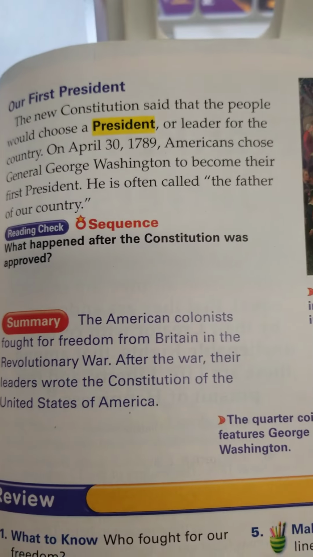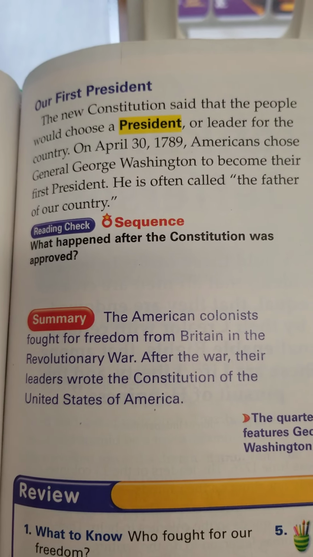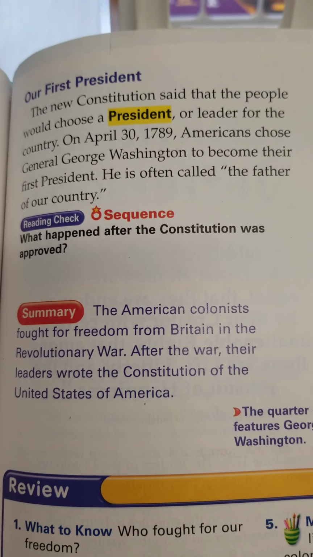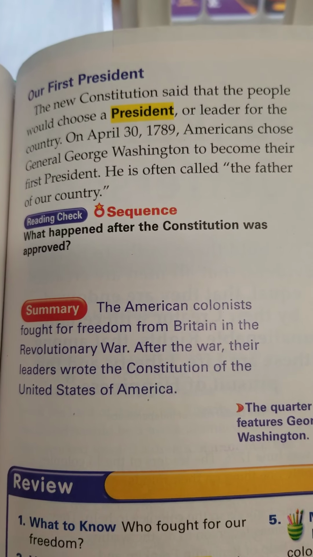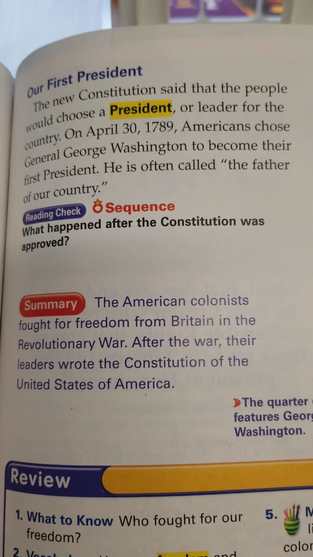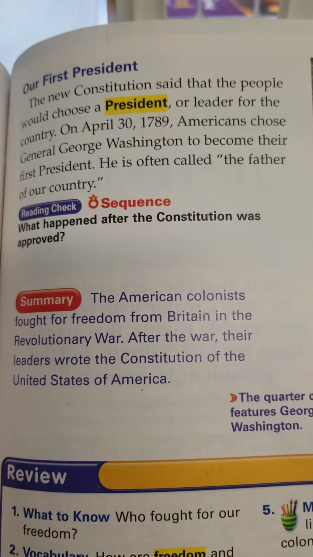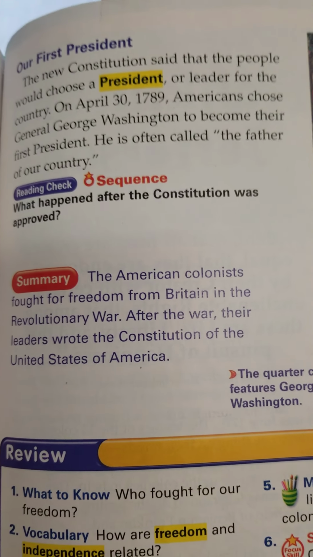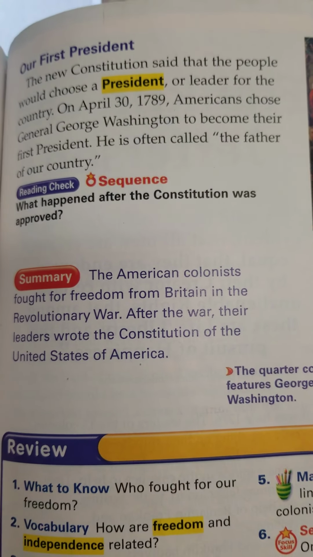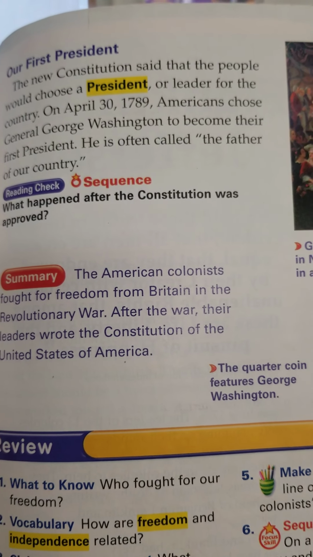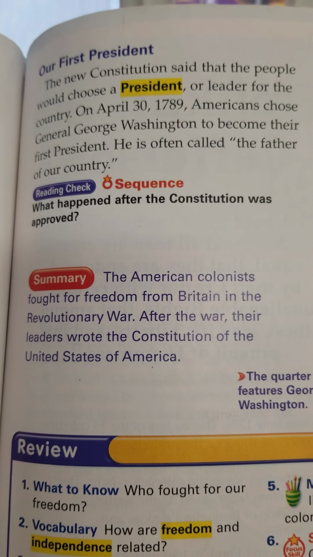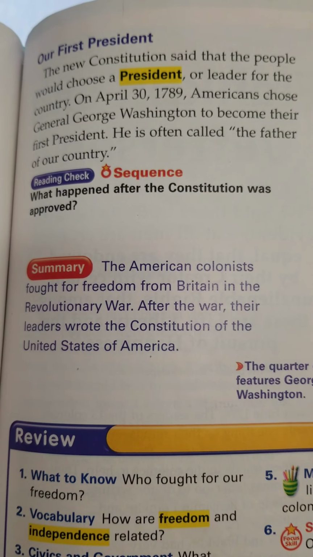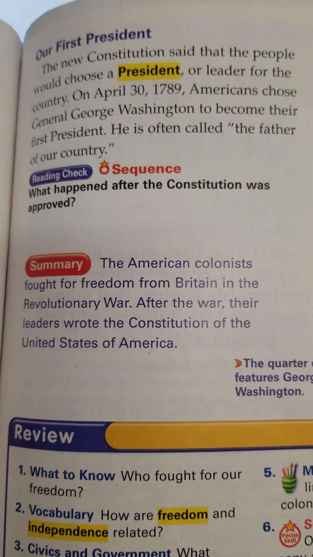Our first president. The new Constitution said that the people would choose a president or leader for the country. On April 30th, 1789, Americans chose General George Washington to become their first president. He is often called the father of our country. So not only was he chosen to lead the American army in the American Revolution, but after the war was over, actually about 6 years after the war was over, then we chose him to be our first president.